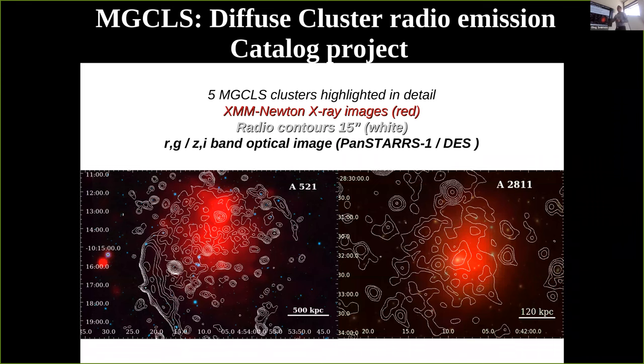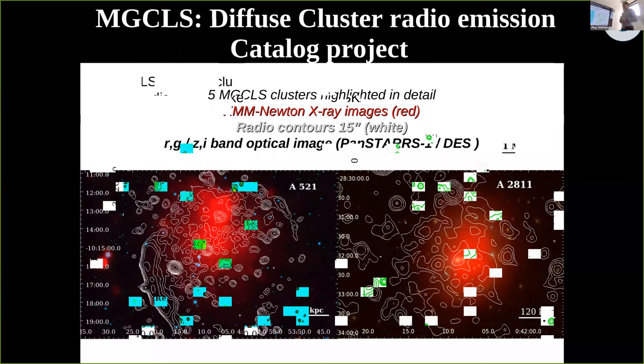What is also included in this follow-up catalog paper is that we provide more details in the highlight for five highlighted systems. Over here, for example, you can see in red the XMM-Newton images, the radio contours of the 15 arcsecond in white that are overlaid on either the RG optical image of Pan-STARRS to the left or the ZI Dark Energy Survey optical image on the right. So by going into more detail into the systems, we will be able to examine the new detections and provide a bit more information on some of these specific systems.